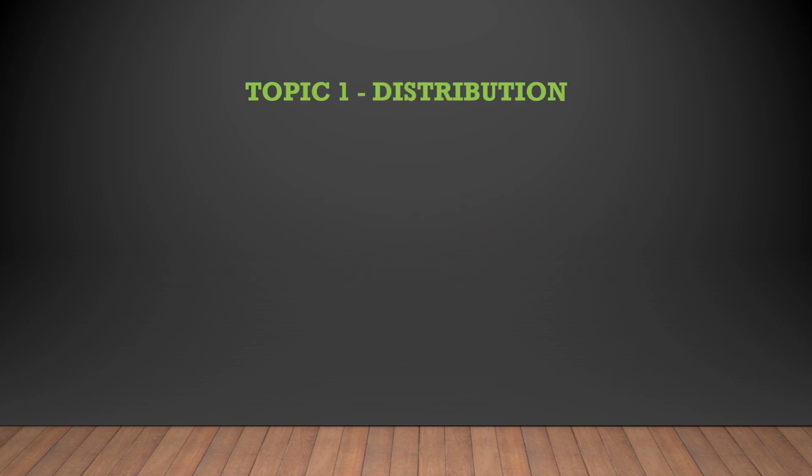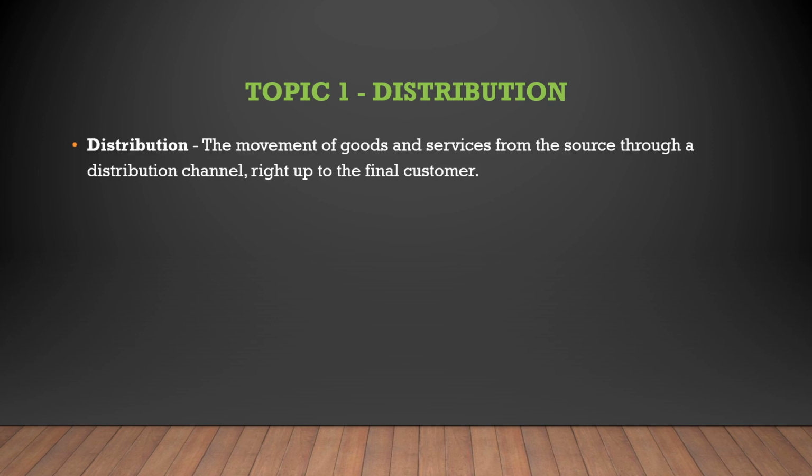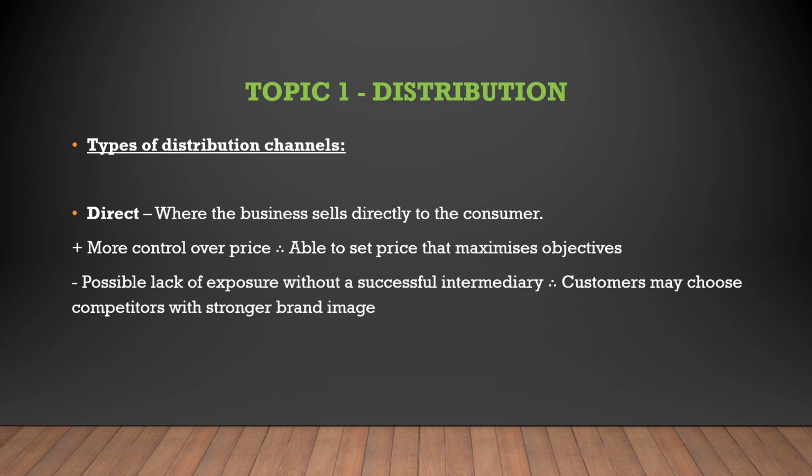Topic number 1, distribution. So remember, distribution is placed within the marketing mix. And distribution is the movement of goods and services from the source through a distribution channel right up to the final customer. Types of distribution channels. The first, direct, where the business sells directly to the consumer.